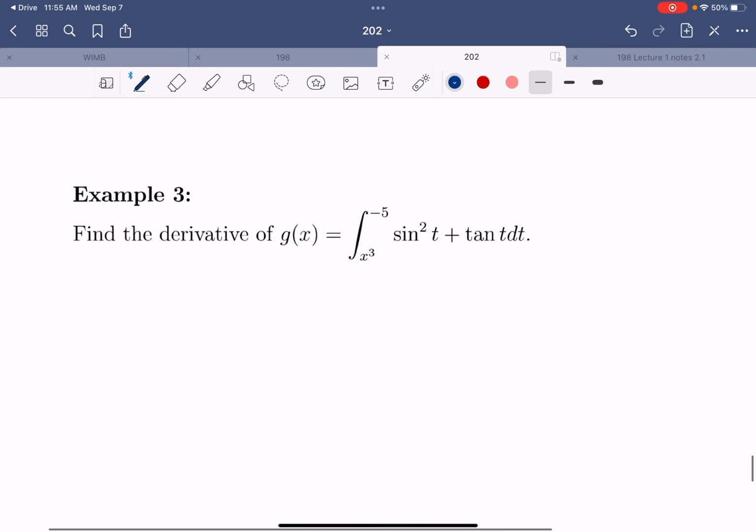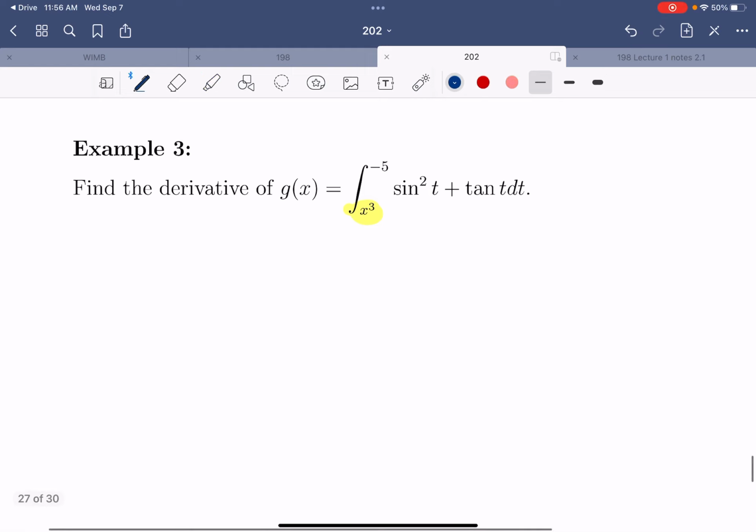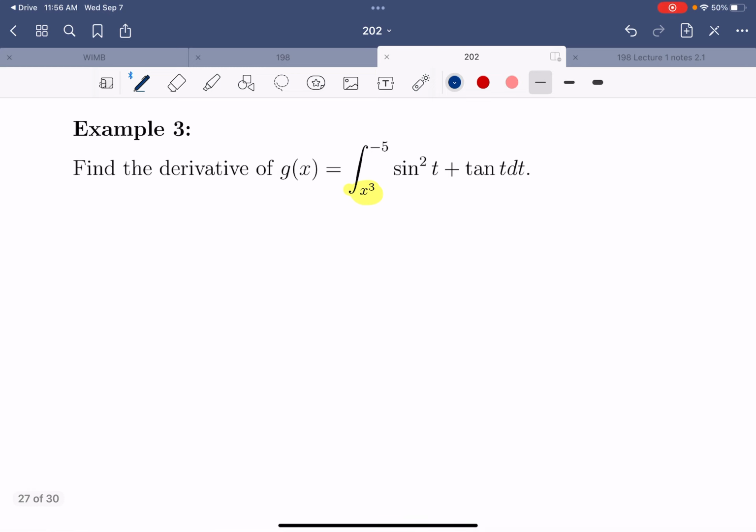Okay, and this last one, example 3, slightly different, mainly because now I don't have an x, I have an x cubed. Okay, so really our chain rule is going to apply here. So the first thing I'm going to do is I'm going to flip this. So that means I get, this is the opposite of flip my boundaries. So x cubed goes up here. Sine squared t plus the tangent t dt.